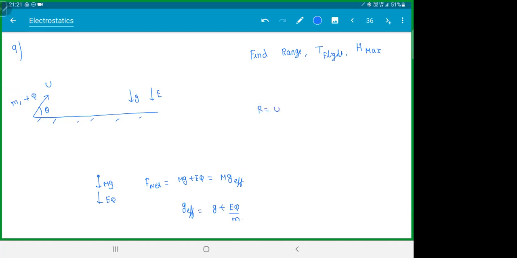Got it? What is the range formula? U square sin 2 theta by g effective. What is time of flight? 2u sin theta by g effective. Wherever there is g, just dump this g effective. H max: u square sin square theta by 2g effective. Easy?